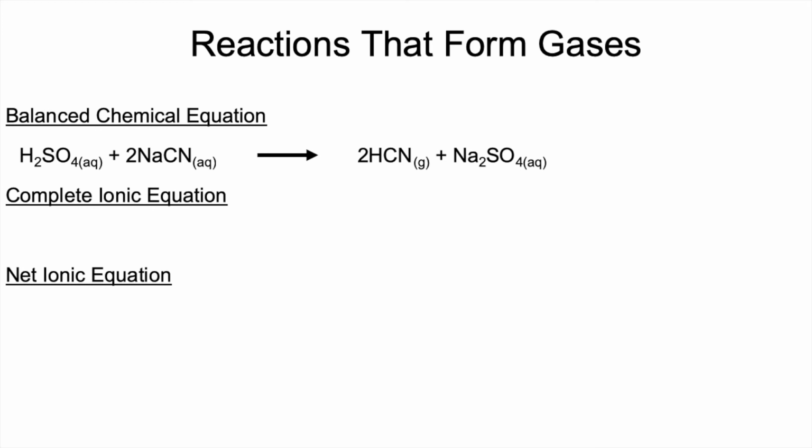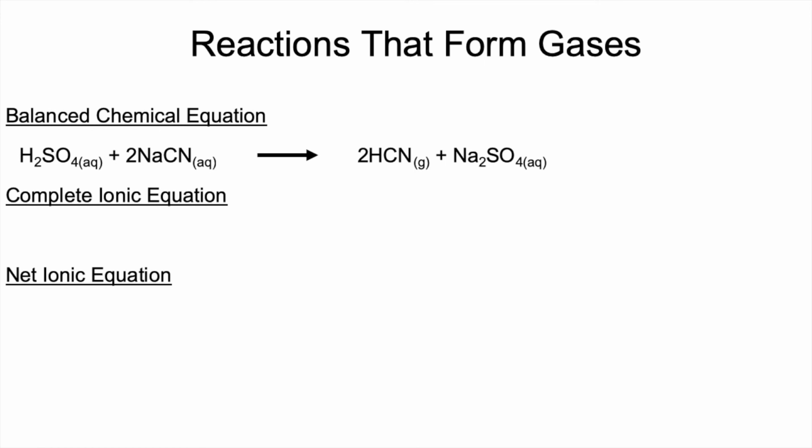The balanced chemical equation is sulfuric acid reacting with 2 formula units of aqueous sodium cyanide, and that produces 2 molecules of hydrogen cyanide gas and aqueous sodium sulfate. So I'd like you to take a moment and pause the video and try writing the complete ionic equation and net ionic equation for this reaction. All right, let's see how you did.